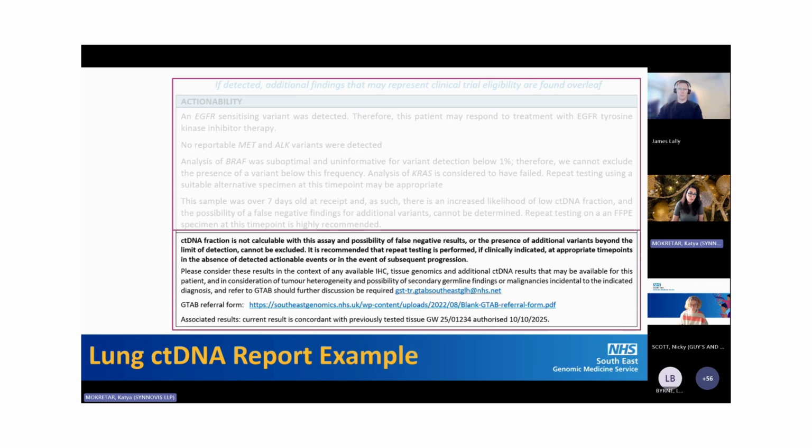At the bottom, if we have additional testing done for this patient, we will refer to those in here. This might be anything else, an old ctDNA sample, or previous ctDNA sample rather, or any tissue that's been tested. Those results will be here.